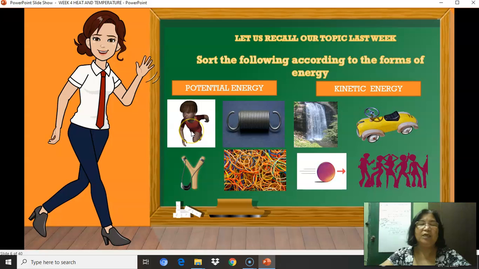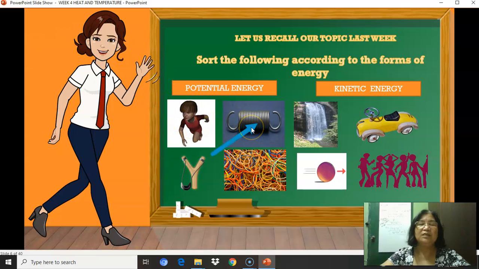Okay, the running boy, a spring, waterfalls, a moving car, a stretched slingshot, rubber band, rolling ball, and dancing people. Okay, so let's go to your answer. A running boy, definitely it is a kinetic energy. Example of a kinetic energy because it is in motion.